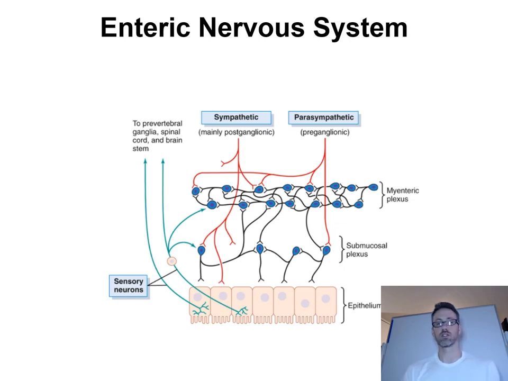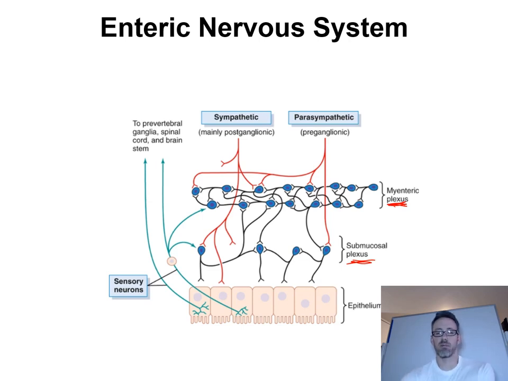So what this cartoon is showing you here is that we have the myenteric plexus, which is located in the muscularis externa between the two muscle layers of the circular and longitudinal. And that controls mostly just the contraction of those muscle groups. Then you also have the submucosal plexus, which basically aids in changing blood vessel diameter, for example, and influences secretion and absorption.